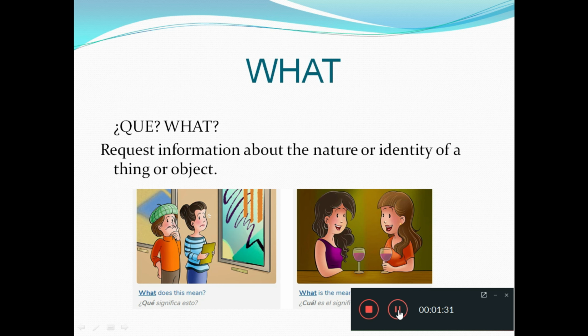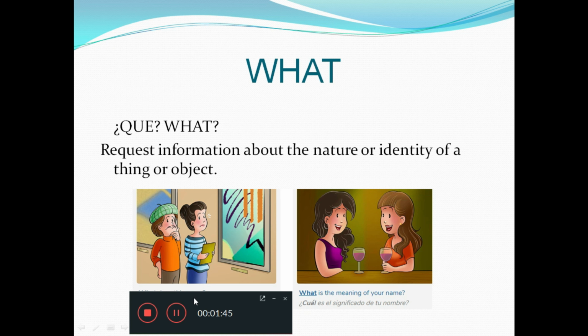What? ¿Qué? What? Request information about the nature or identity of the thing or object. For example, what does this mean? ¿Qué significa esto? What is the meaning of your name? ¿Cuál es el significado de tu nombre?